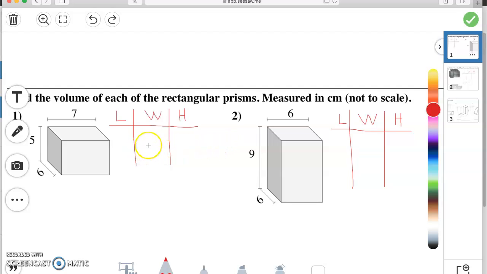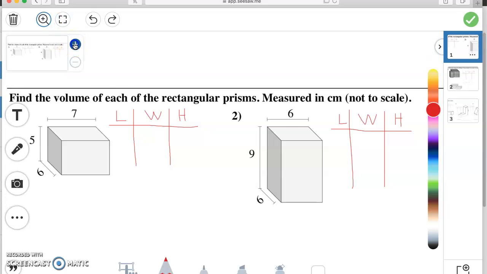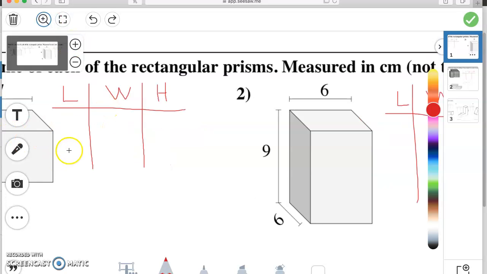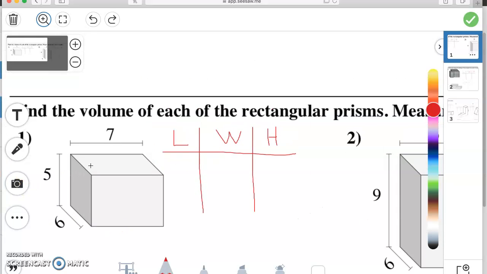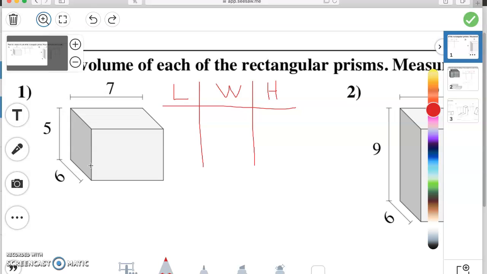I'm going to look for the length, width, and height on number 1. I'm going to zoom in here, so you can use that zooming feature, and then you just move the mouse over to the side to zoom in better. The length is always going to be how far it is across. That looks like it's 7, so on my chart, I'm going to put in a 7.